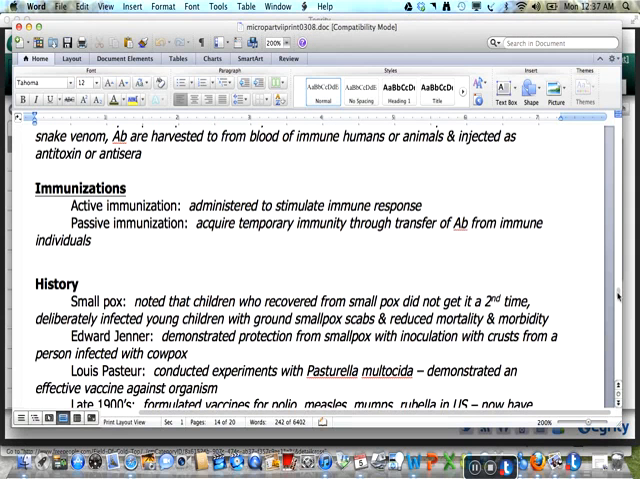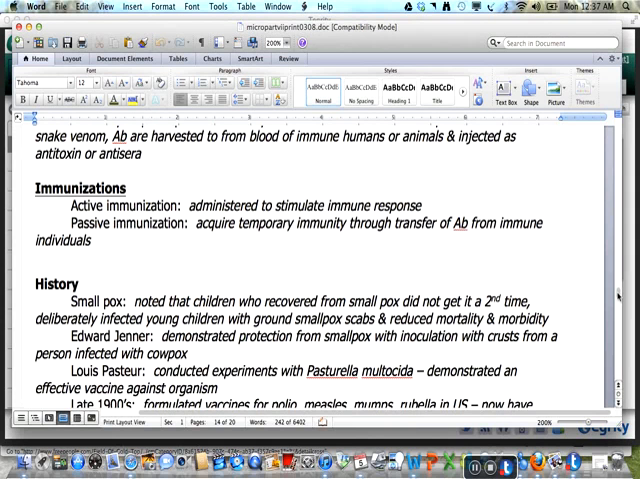Historically, it was noted that children who recover from smallpox did not get it a second time. Early vaccinations involved deliberately infecting young children with ground-up smallpox scabs. It's not a real appealing idea, but grinding up the scabs was a good way to get them exposure to the disease. The reduced mortality and morbidity was found with the children who consumed these scabs.